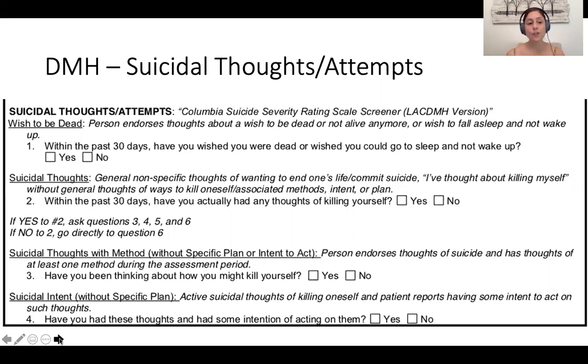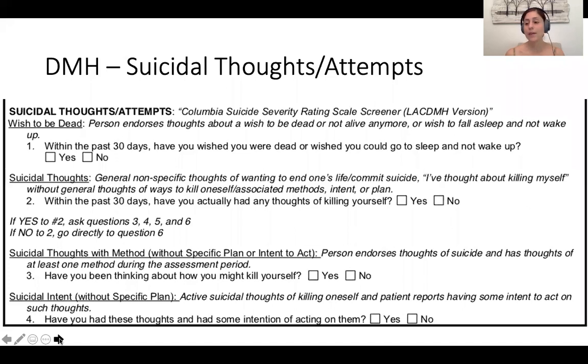Okay, so first, number 1 is asking, has the person wished they were dead? And you would check off yes or no. This is looking at thoughts about death. Okay, obvious. Next, within the past 30 days, have they actually thought of killing themselves? You would check off yes or no. This is getting at ideation. If the answer is no here, you would skip to question 6. If it's yes, you're going to continue on to number 3.